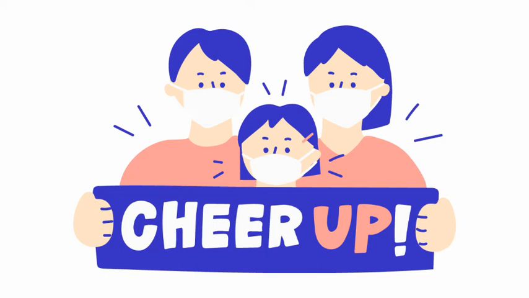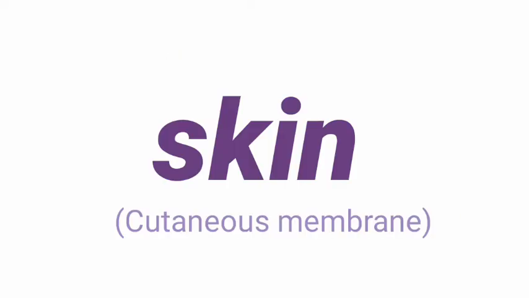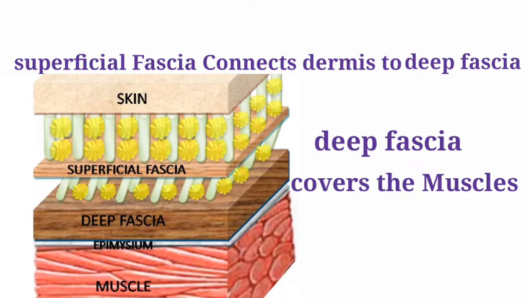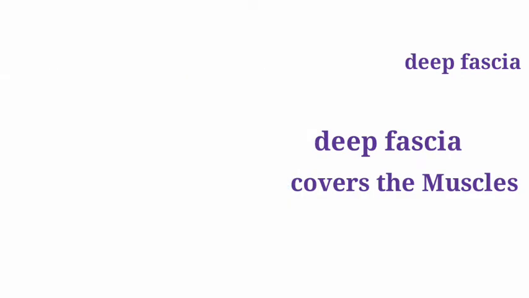Today we are going to see about cutaneous membrane, that is also called as skin. Skin is made up of three layers. The superficial part, epidermis, the deep part, dermis, also called as true skin, and hypodermis, also called as subcutaneous tissue or superficial fascia. Superficial fascia connects dermis to deep fascia.